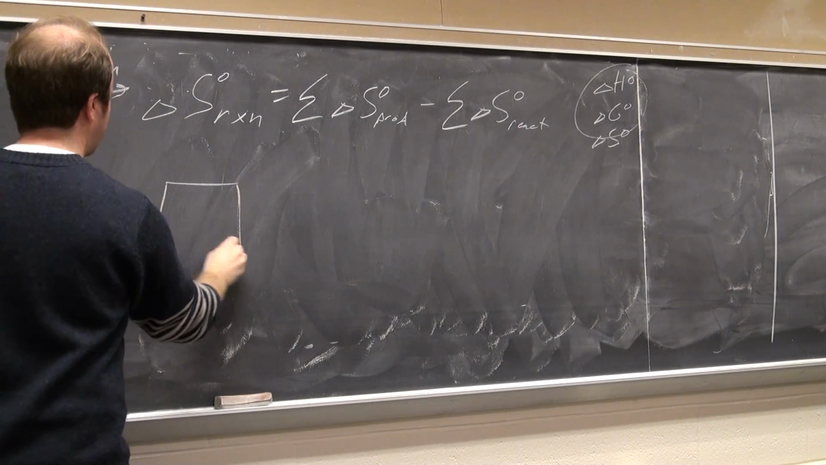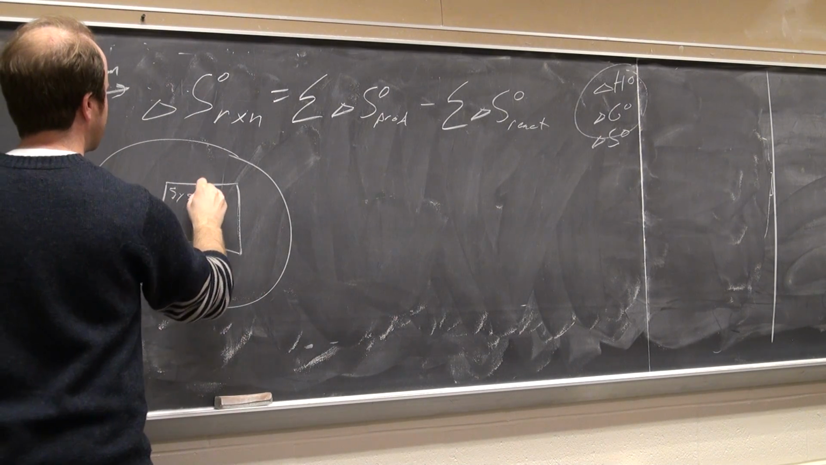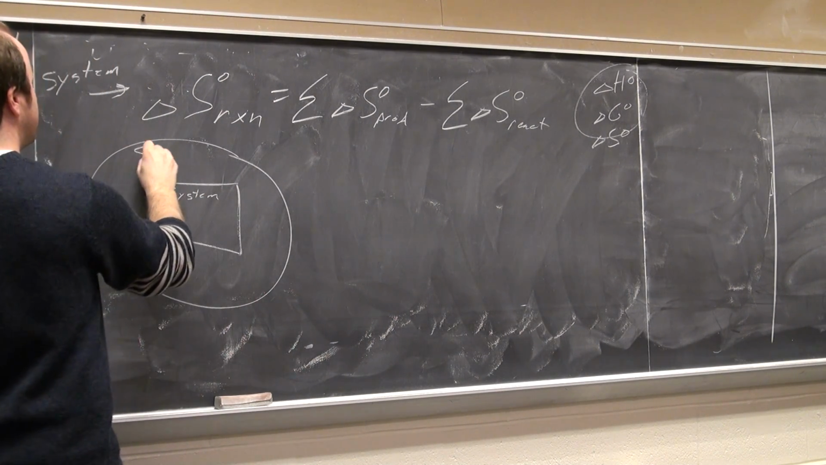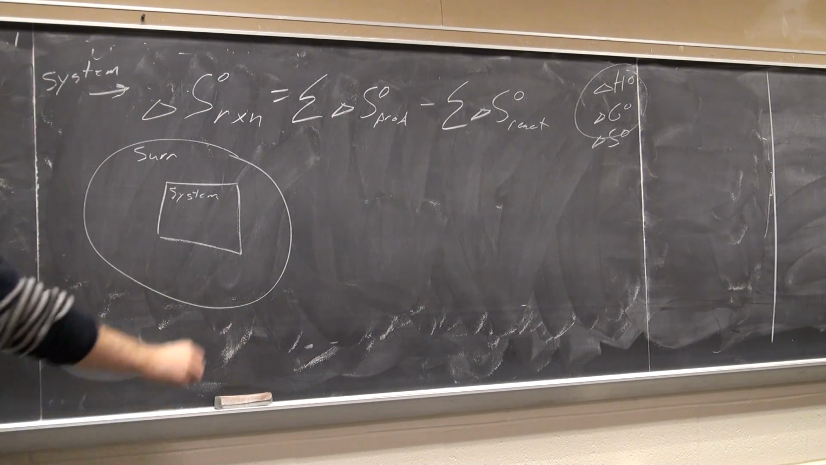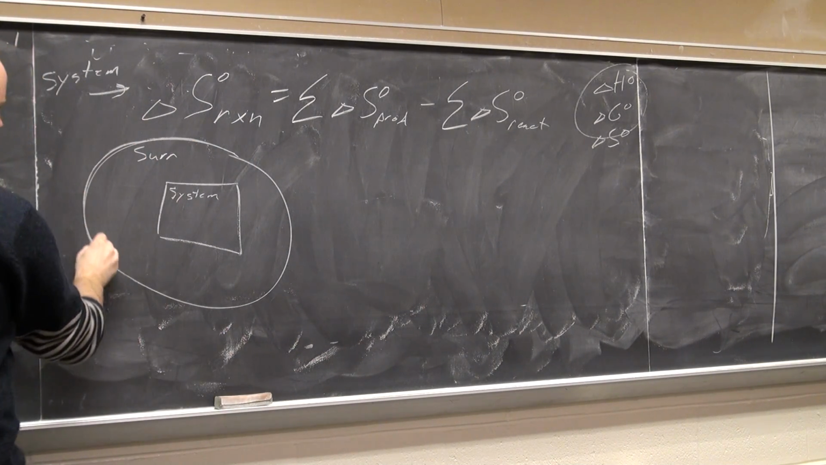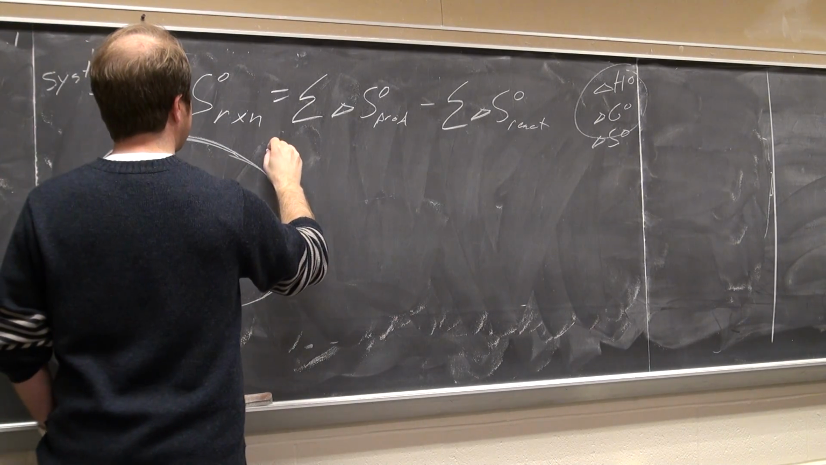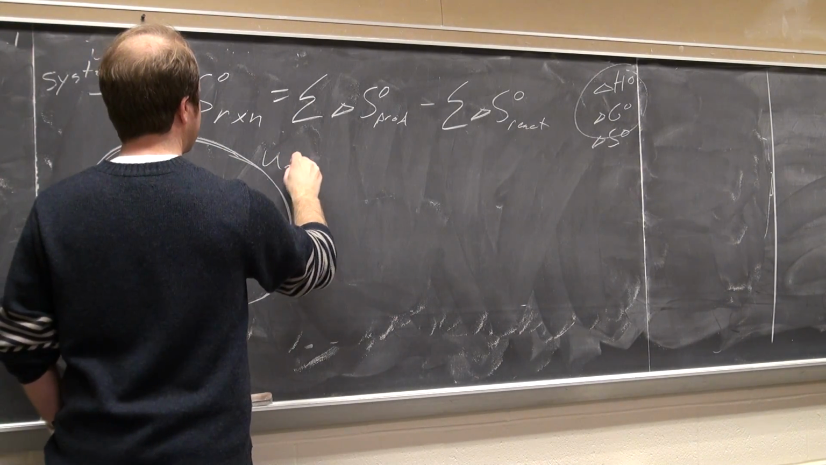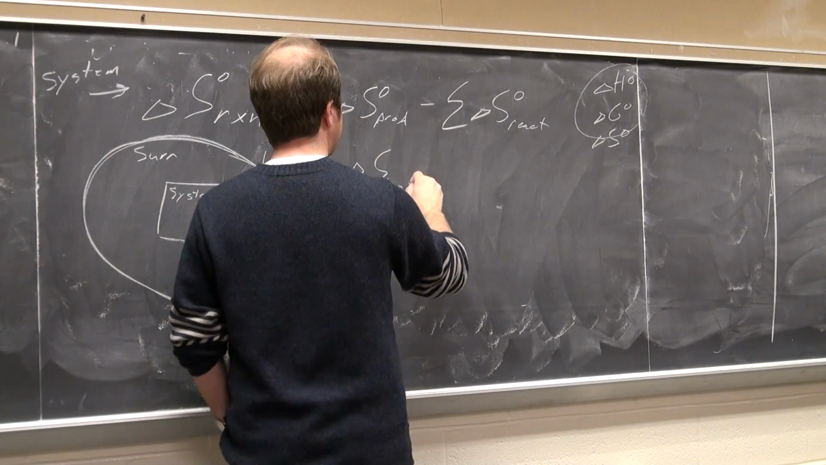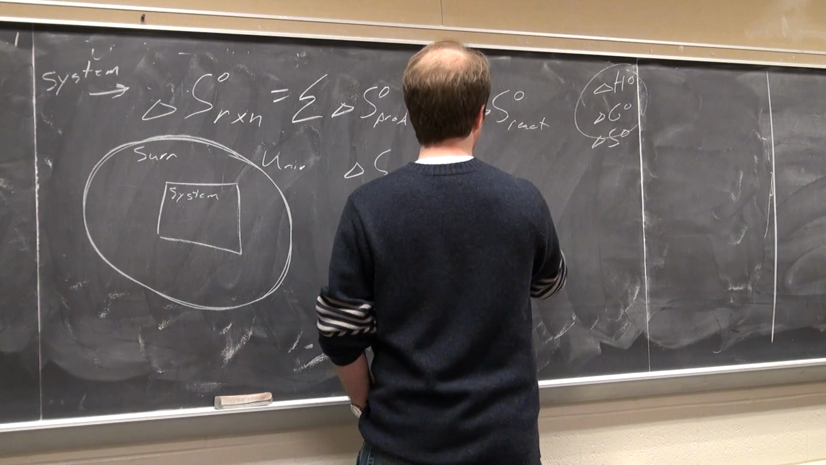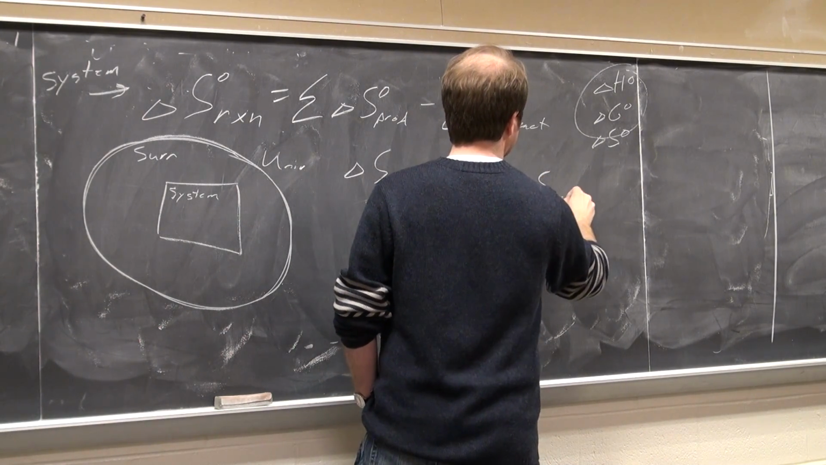So we draw our diagram. System. Surroundings. Where's the universe? Both of them. Universe. Delta S of the universe equals delta S of the system plus delta S of the surroundings.